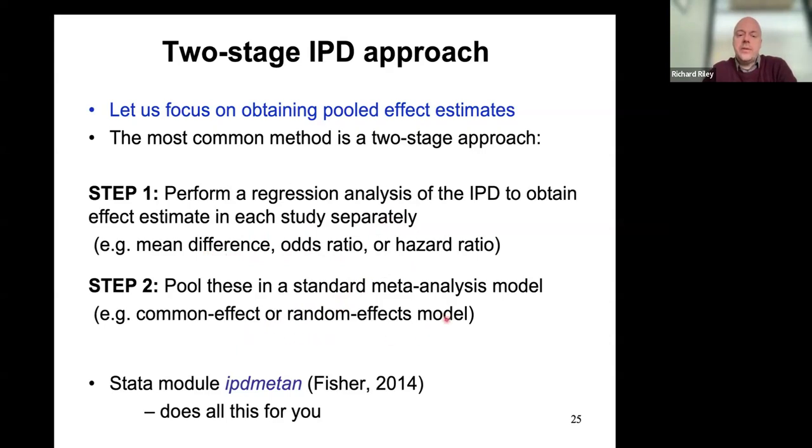So the big difference here is that in a traditional meta-analysis, in step one, you would seek these estimates from study publications. Here, in an IPD meta-analysis in step one, I am deriving the study estimates myself using the IPD. There's a Stata module called ipdmetan that does both these steps for you and produces nice plots and so forth. So do check out that.